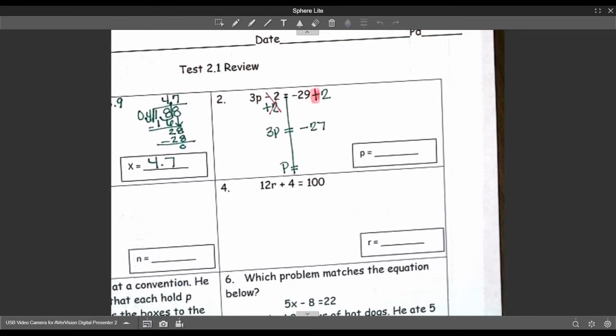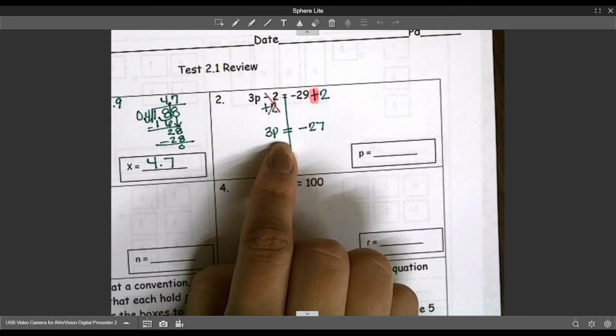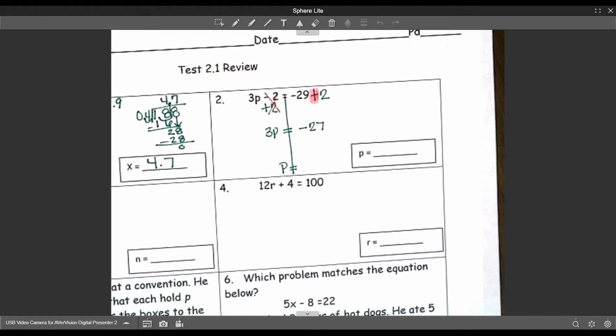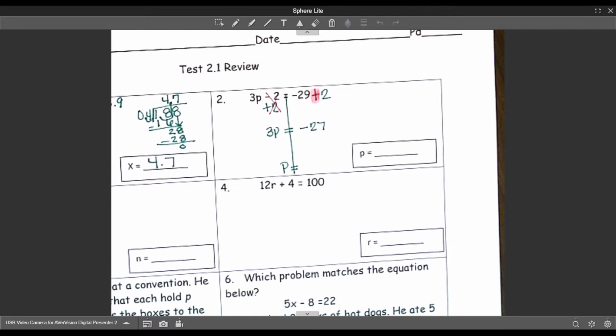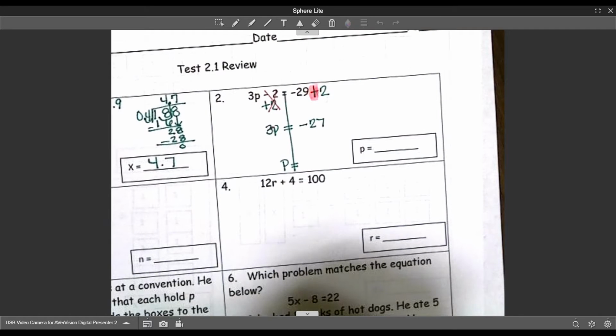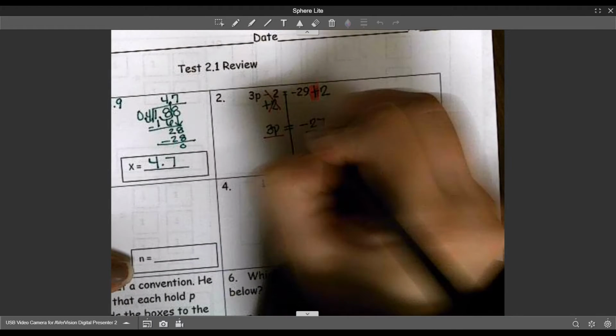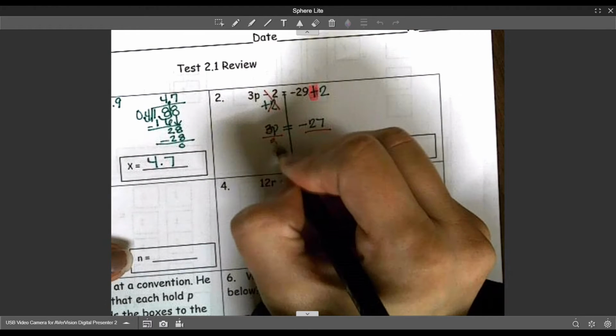Now, what is my next step here? What would I have to do next to get rid of this 3, to isolate or leave the letter p by itself? Yes, that is correct. Instead of multiplying by 3, which is what I'm doing, remember when a letter and a number are together, that means multiplication. So instead of multiplying, it's going to be divide. And what do I divide by? I was multiplying by 3, so I'm going to divide by 3.